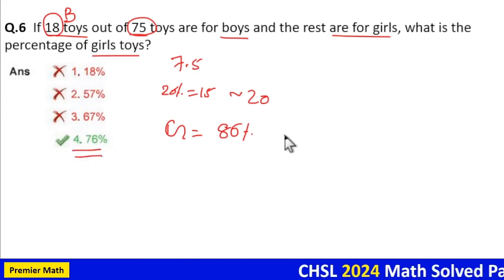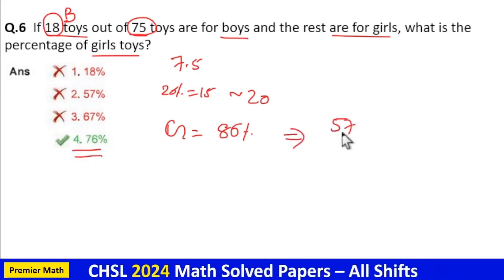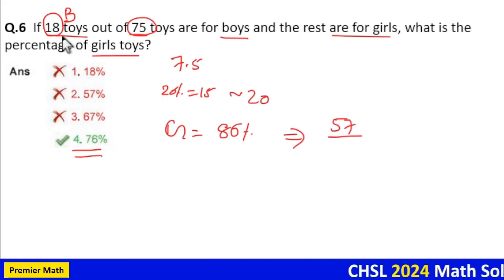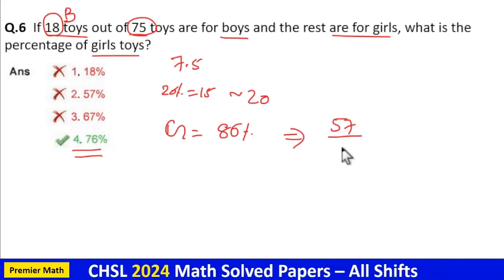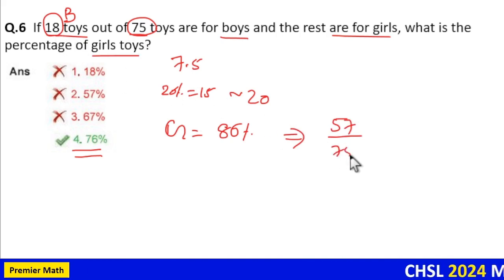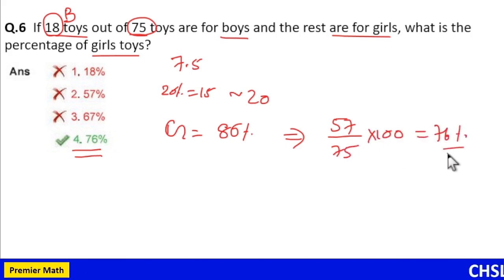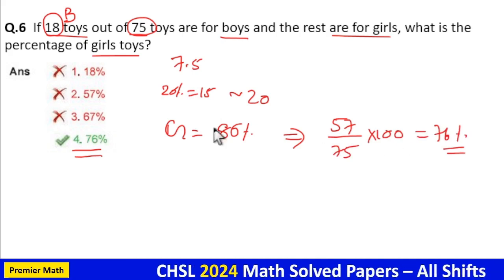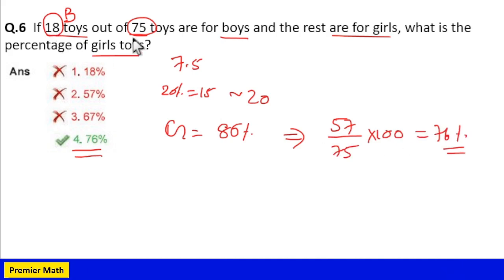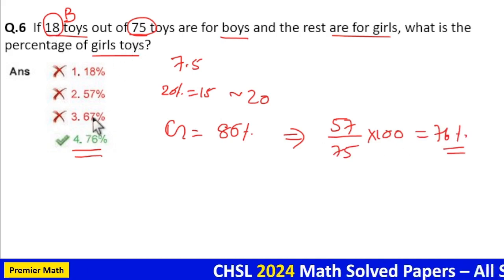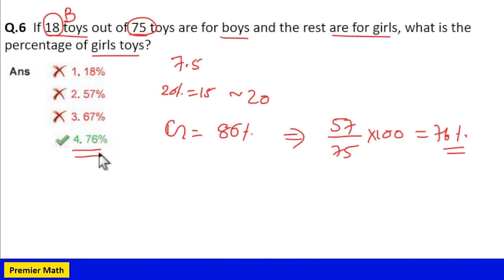That is girls percentage. If 18 are for boys, then remaining 57 are for girls. So 57 out of 75 into 100 is 76 percentage. Actually, you don't need this because you know 18 is nearly 20 percentage. So go for nearly 80 percentage.